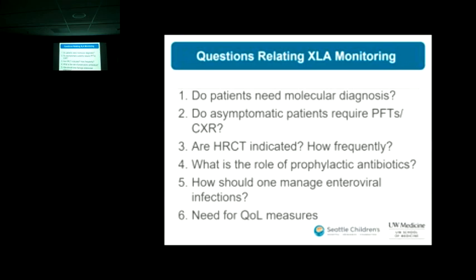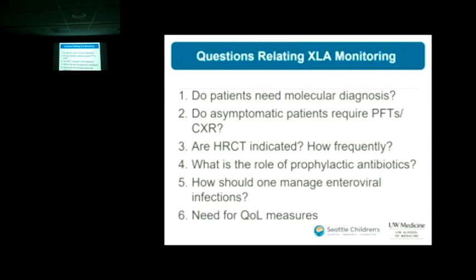And so I put some of these questions up on the board to be a little bit provocative. If you have a patient who, classically like the patient that we had, was diagnosed late, at almost 10 years, do you need to do a genetic diagnosis for all your XLA patients? I don't know how you all feel about it, but my personal opinion is that you should have a molecular diagnosis for several reasons.